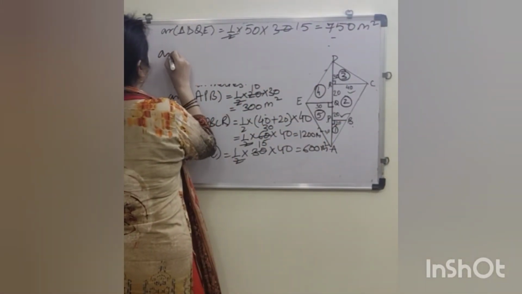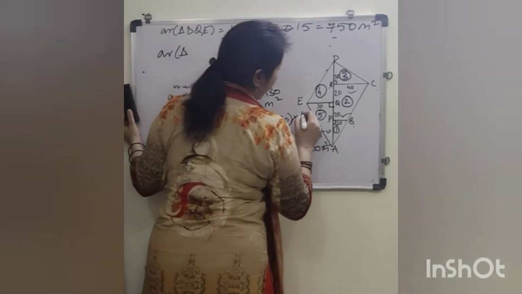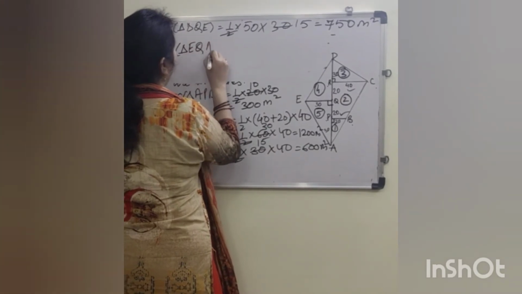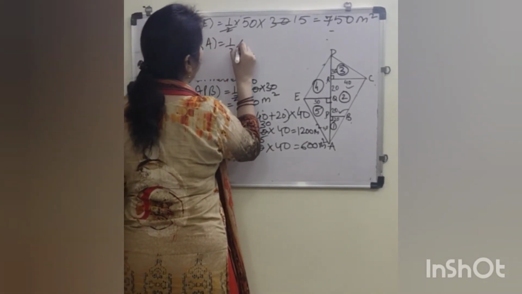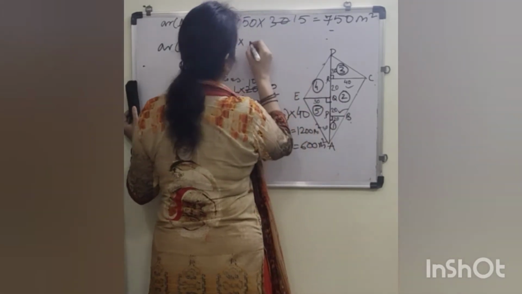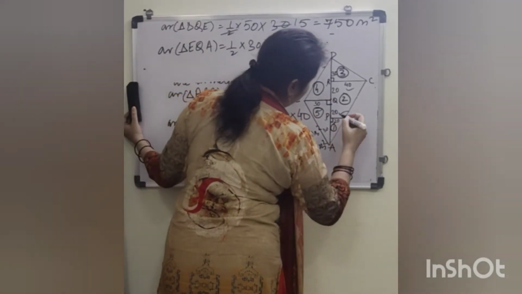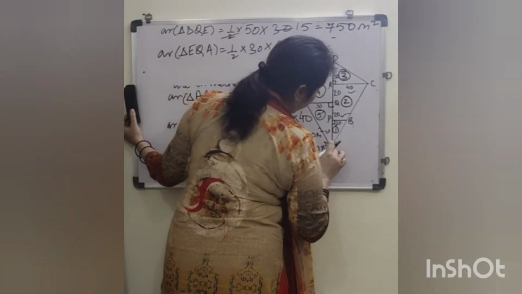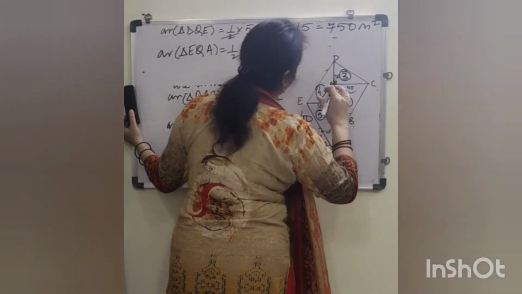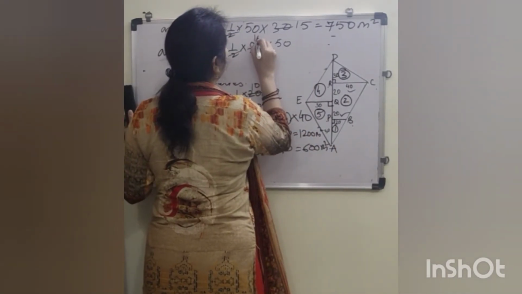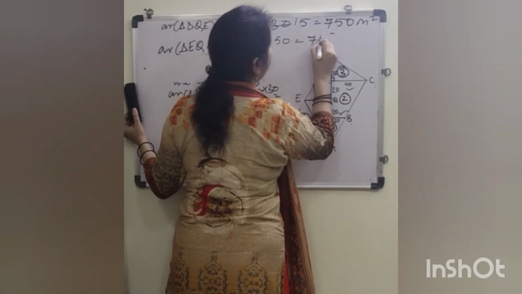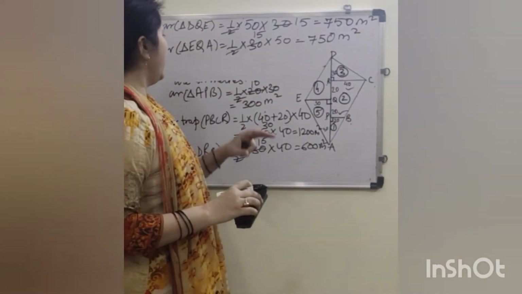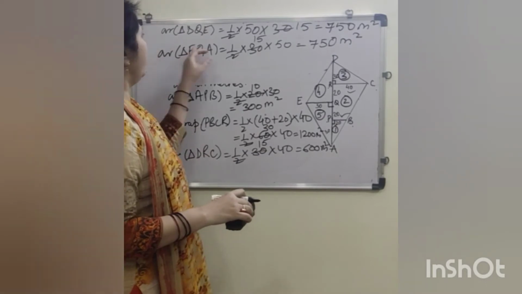Now lastly, the area of right triangle EQA. EQA is also half into the product of its legs. Its one leg is 30 and another leg is 50, because 30 is here, 20 is here, total 50. Again, how much have we received? 750 meter square. Now we have calculated the area of all 5 shapes.